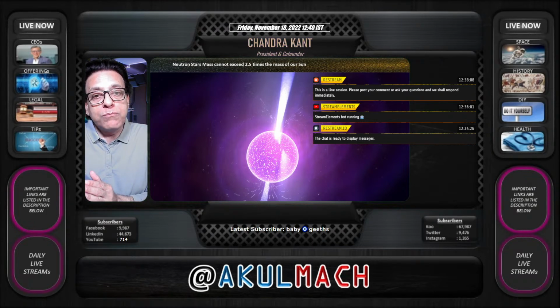If the mass is more than 2.5 times the mass of the sun, it will then collapse. Gravity will be very strong, and the forces exerted by neutrons will not be sufficient for that kind of a body which is heavier than 2.5 times the mass of the sun. It will completely collapse into the third category, which is the black hole.